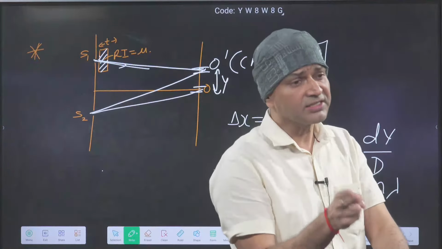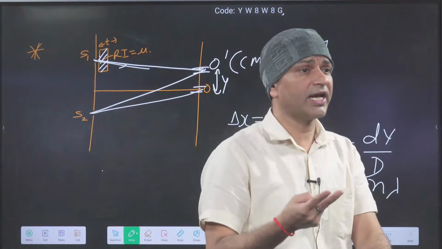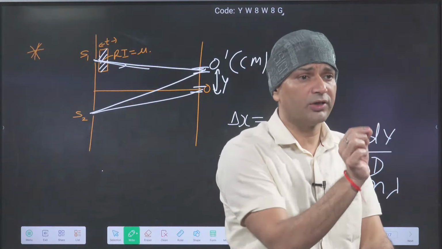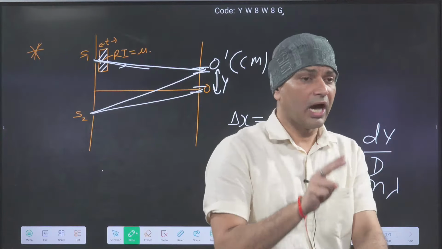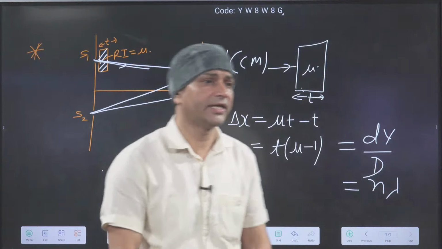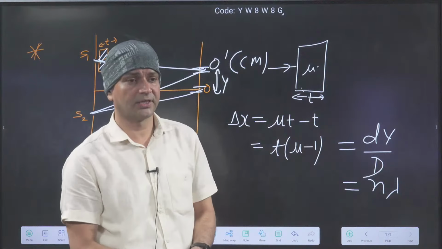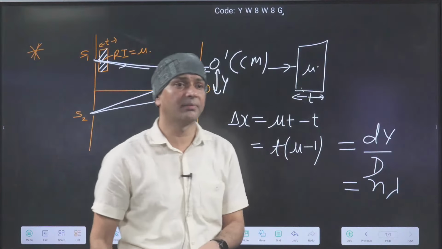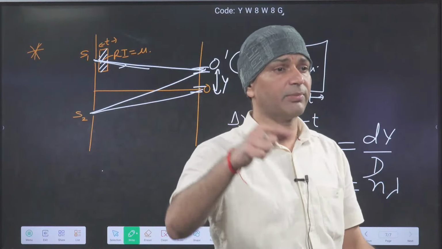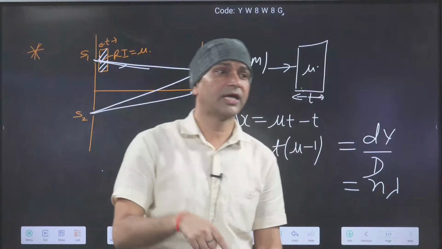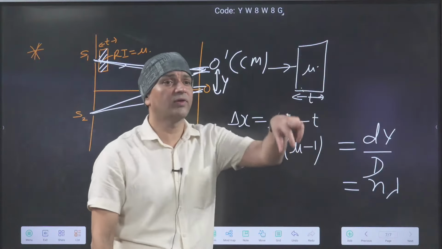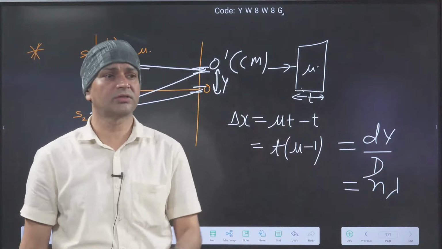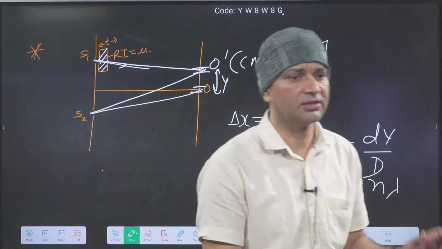Second thing, the central maxima will get shifted. Where will it shift? Where we are introducing the slab. Why? The slab introduces extra path length. How much distance did the central maxima shift? Then t into mu minus 1 we will equate with dy by capital D. How many fringes did the central maxima shift? Then t into mu minus 1 we will equate with n lambda. If they say the central maxima shifted to the position of the first minima, then t into mu minus 1 I will equate with lambda by 2. If it shifted to the second minima, then t into mu minus 1 I will equate with 3 lambda by 2. Like this they can ask in this topic.